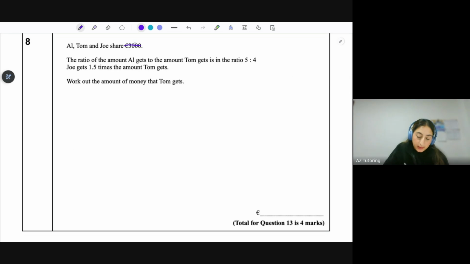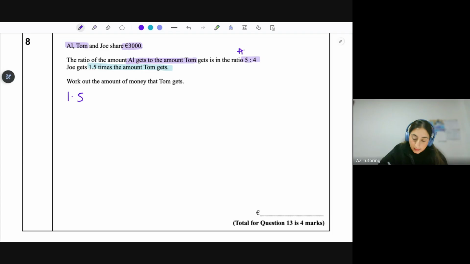So they're sharing €3,000. The ratio of the amount Al gets to the amount Tom gets is 5:4. So they've only given the ratio of Al and Tom. They're not given the ratio of Joe. But the next part of the question says Joe gets 1.5 times the amount Tom gets. So first we need to work out what the ratio of Joe is going to be.